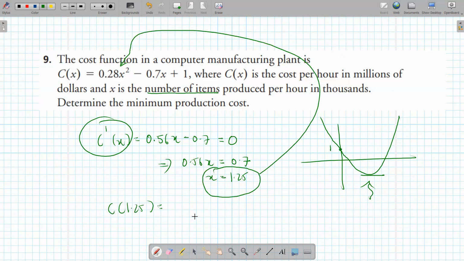So 0.28 times 1.25 squared minus 0.7 times 1.25 plus 1. So that gives me 0.5625. So is that the answer to this question? $0.56? Are we done? Or is there a catch?